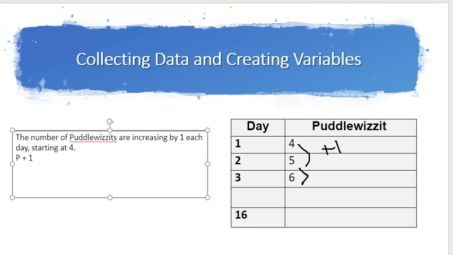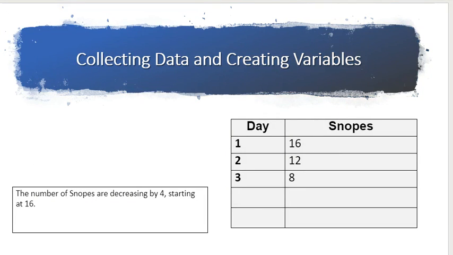If we were going to look at our Snopes, we could do the same thing. Again, we look at our t-table and we realize that the number of Snopes are decreasing by 4. So the number of Snopes are decreasing by 4 starting at 16. Again, we want to go back and replace that word Snope with a variable. So our obvious choice here is to use the letter S. And instead of an addition sign, we are not increasing anymore, we are decreasing. And we are going to say that by using a subtraction sign. So we are saying the number of Snopes are decreasing by 4, S minus 4. Again, we took that long sentence and replaced it with a simple mathematical expression using a variable.